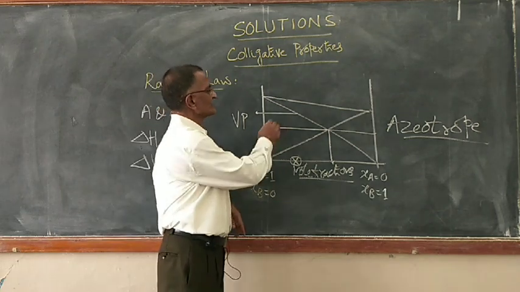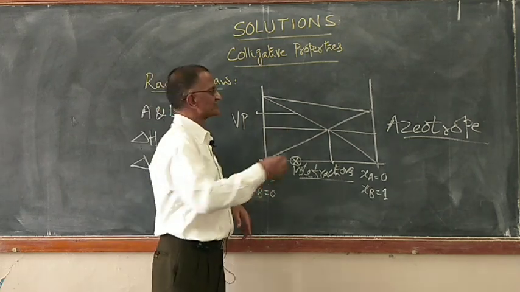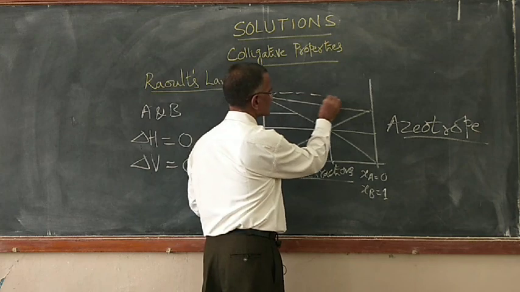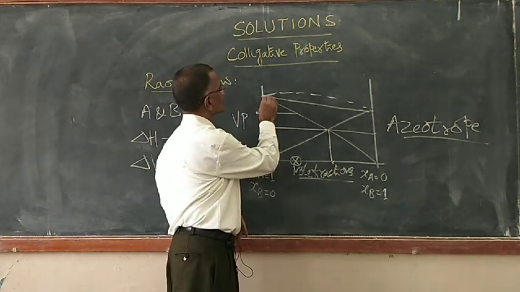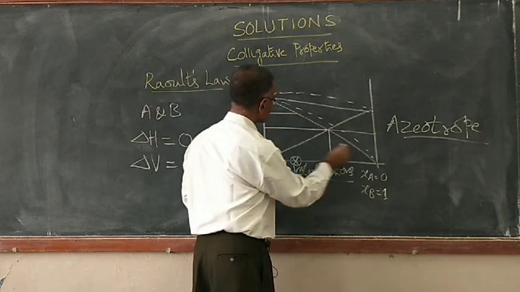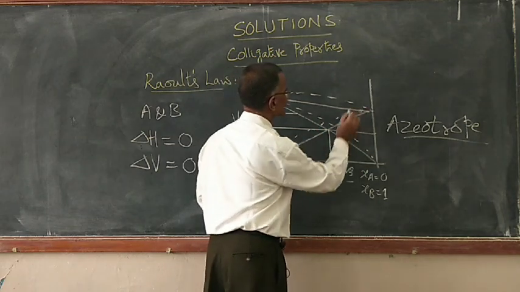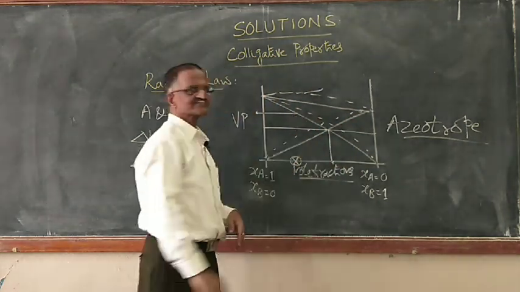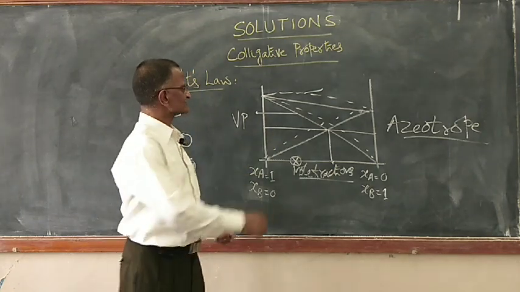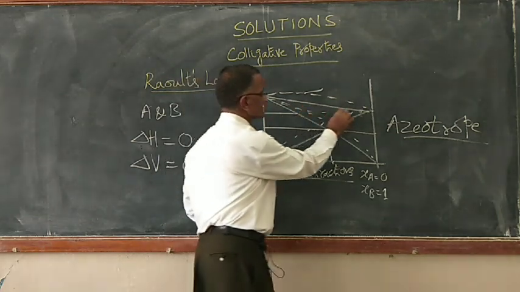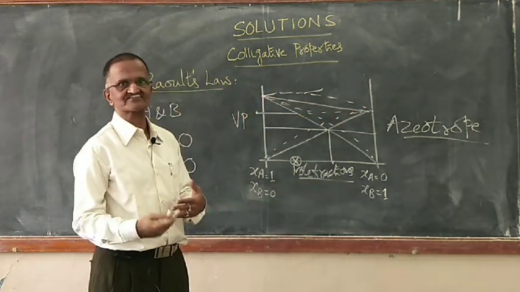So now if I have repulsions between A and B, this is the graph that we had drawn. Because of the repulsions, more amount of A will go into the vapor state, and more amount of B will go into the vapor state. That is then positive deviation. With negative deviation, the observed pressure will be less because of the attractions.